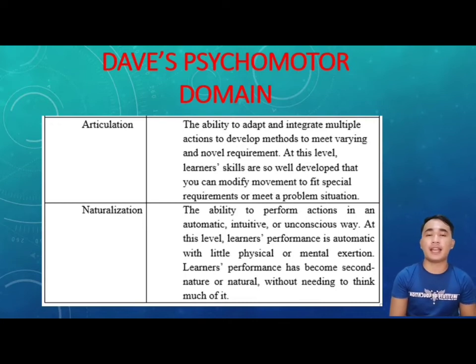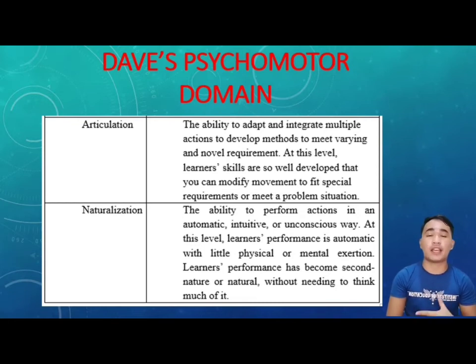And the fifth, the last domain that is part of Dave's psychomotor domain is naturalization. From the word itself, naturalization, the learners can adapt the behavior naturally. This is the ability to perform actions in an automatic, intuitive, or unconscious way. At this level, the learner's performance is automatic with little physical or mental exertion. The learner's performance has become second nature, without needing to think much of it.